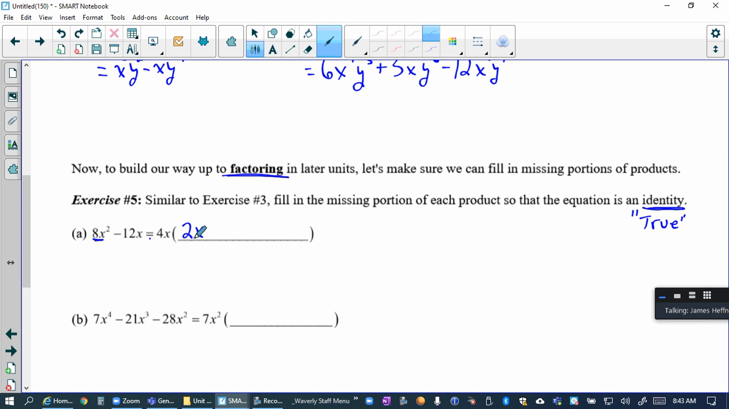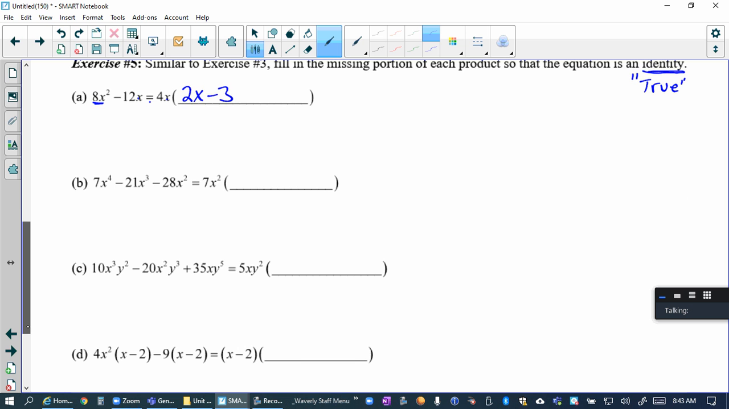2x. Go ahead. 3 minus 3, and 1 minus 1 is 0, right? So there's no x. Anything to the 0 power is 1, right? Okay. Let's move on to B.